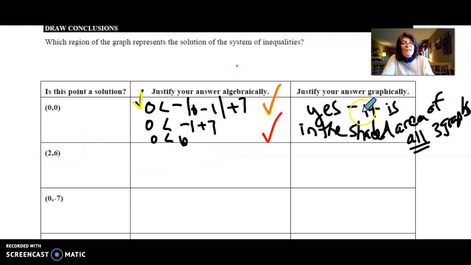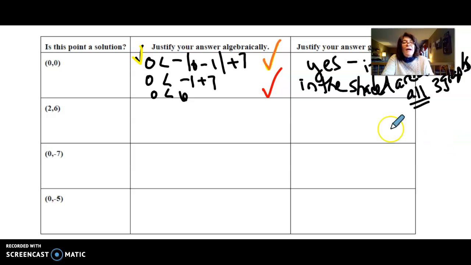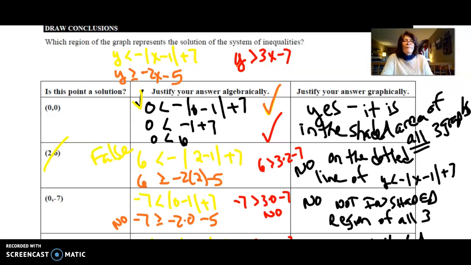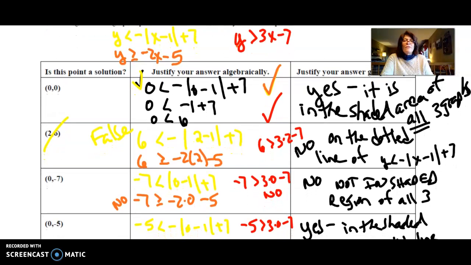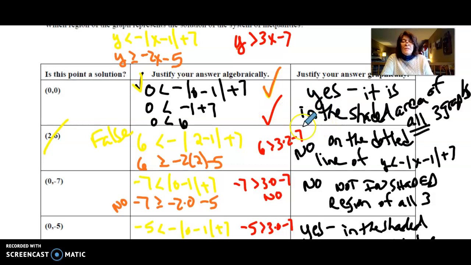Try that for 2, 6, 0, negative 7, and 0, negative 5. Justify it algebraically. Justify it graphically. Okay, take a minute and do that, and we'll come right back. Okay, so hopefully you tried that on your own, and these are the results. We did the first one together.